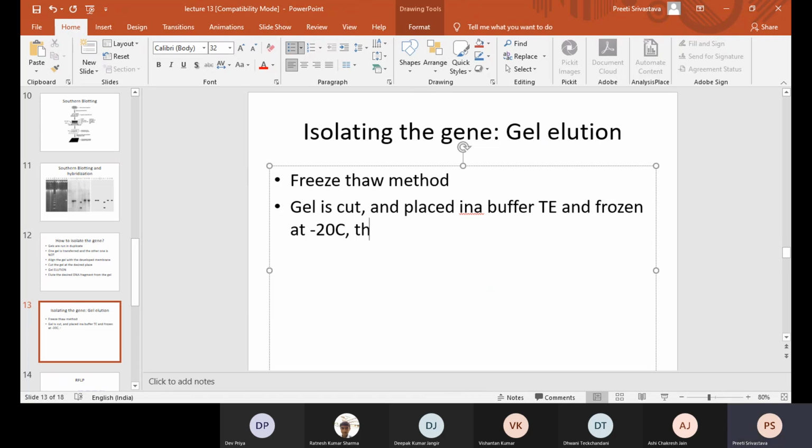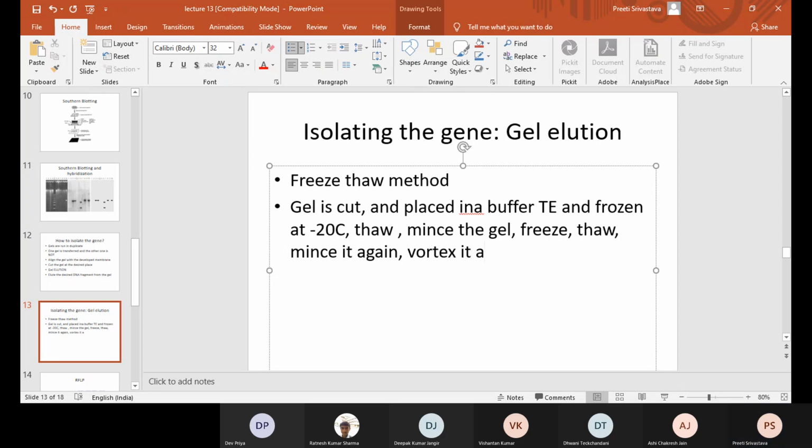And then what you do is take it out and then thaw. That means crush the gel into pieces and again freeze, again thaw, repeat this cycle, mince it again, vortex it vigorously, and then centrifuge it.